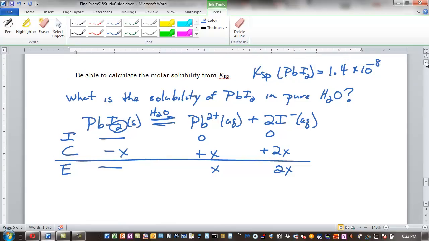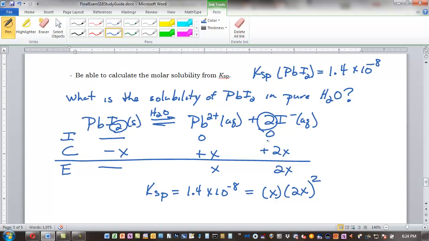Here we don't have to worry about our reactants, solid and liquid, so we only have to worry about our products. So our KSP, which is 1.4 times 10 to the negative 8th, is X times 2X. What do we do with that 2X? Squared.